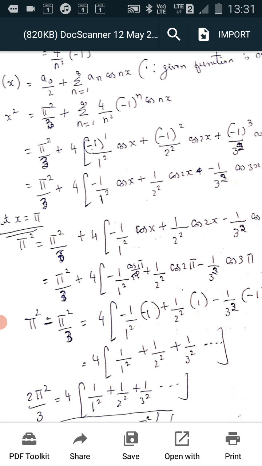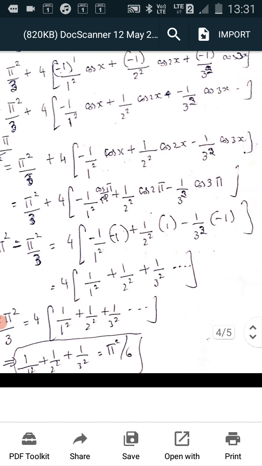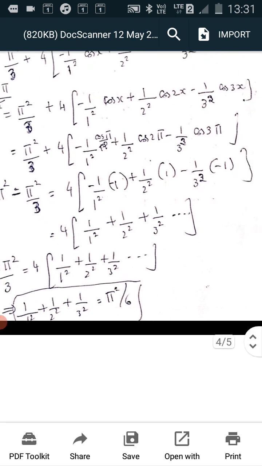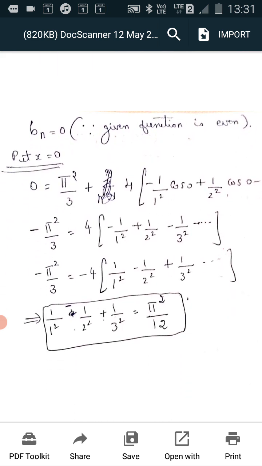Cos odd pi is minus 1 and cos even pi is plus 1. Based on this result and rearranging the pi square by 3 term to the left side, I get 4 into 1 by 1 square plus 1 by 2 square plus 1 by 3 square. So if I take 1 by 1 square plus 1 by 2 square plus 1 by 3 square outside, I get pi square by 6. This is the result for the first one they have asked in the question.